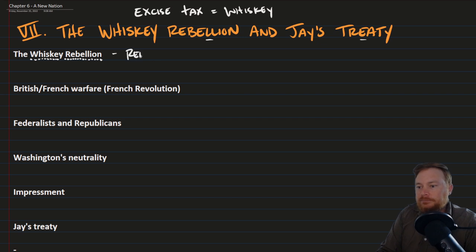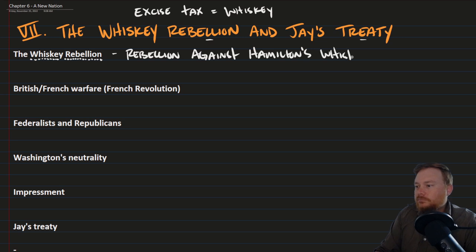This was a rebellion against Hamilton's whiskey tax. Now, what was maybe more important was the response that the federal government had to this rebellion, because the Whiskey Rebellion, in a lot of ways, was similar to an earlier internal uprising, and that was Shays' Rebellion. And Shays' Rebellion was evidence that the nation was not prepared to deal with armed conflict, whether that was internal or external. So this became a very important proving point for the new nation.